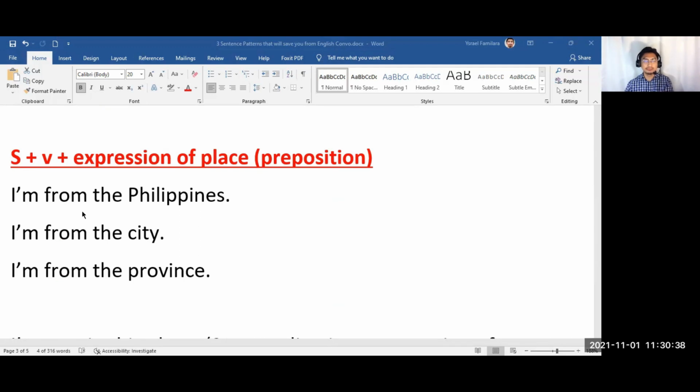So I'm from the Philippines. I'm from the city. I'm from the province. Especially when you're being asked kung, where are you from? Saan ka galing? Or taga saan ka? Where are you from? So this is your response. One of this will be your response.